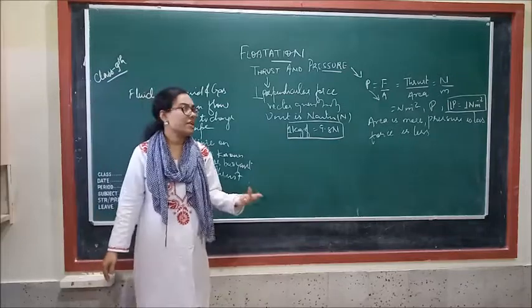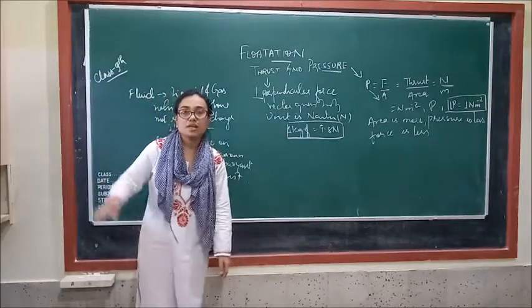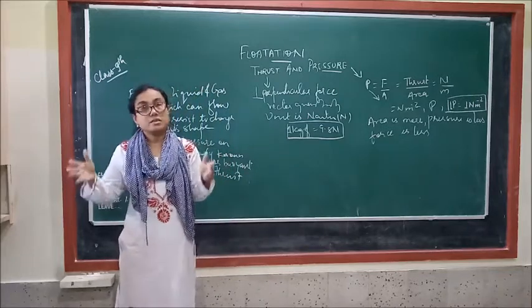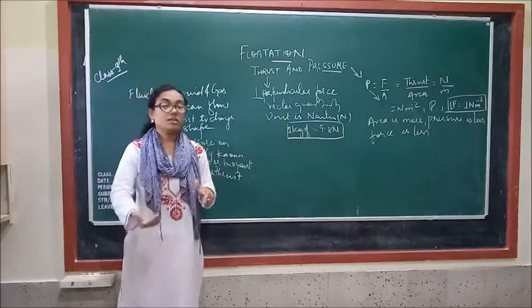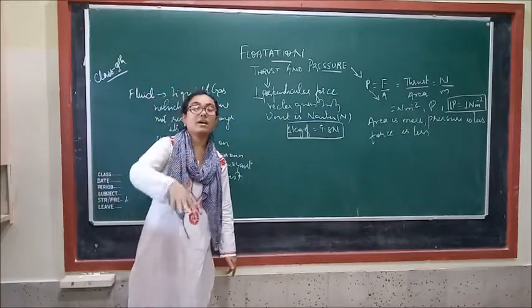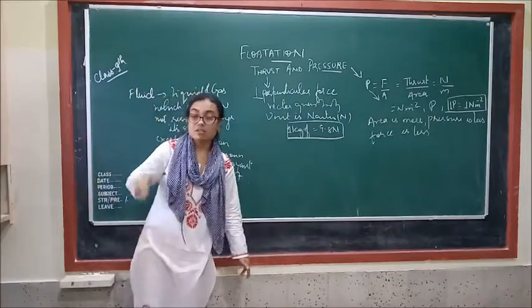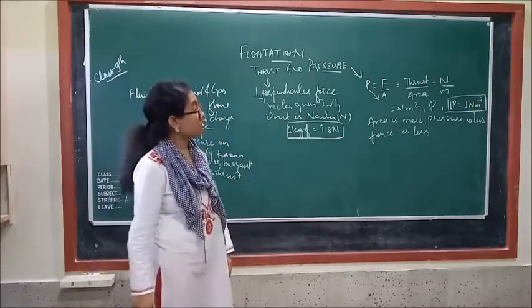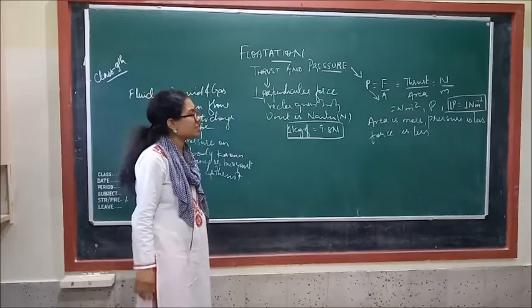In the case of tires also, truck tires, there are 6 tires provided with broad areas. Because the area is large, the pressure by the truck on the ground is less. That is why they do not penetrate the land. So these are the examples of pressure. Some numericals are also there.